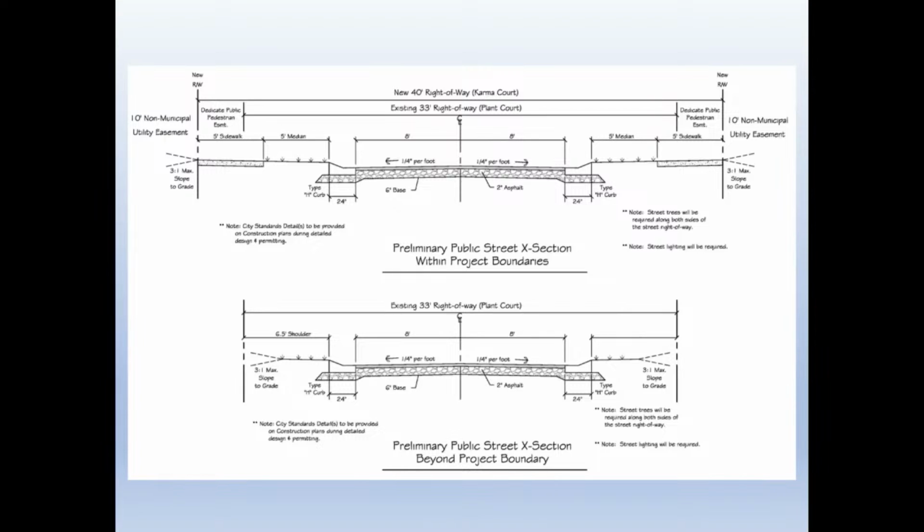So where we have frontage on both sides of the road, we can dedicate additional right-of-way so that we have the full 40-foot of right-of-way, which is going to be called Plant Court and Karma Court. Where we don't have frontage on both sides or either side, coming out past Molly Pitchers down to Wrightsville Avenue, it is the existing 30-foot right-of-way.